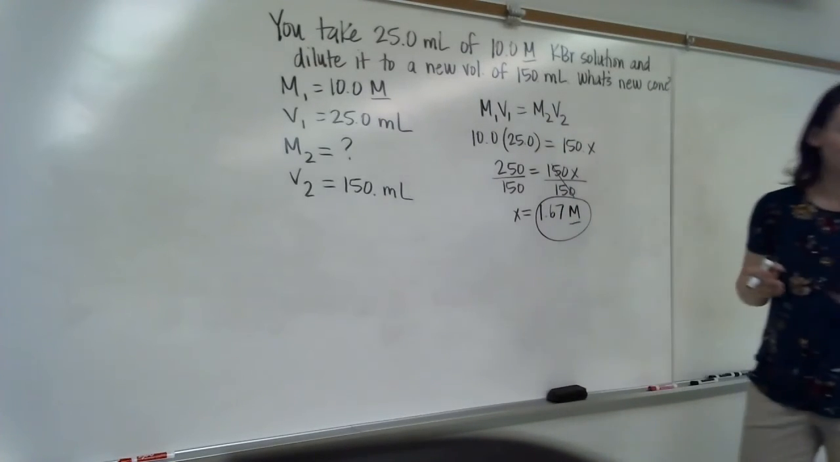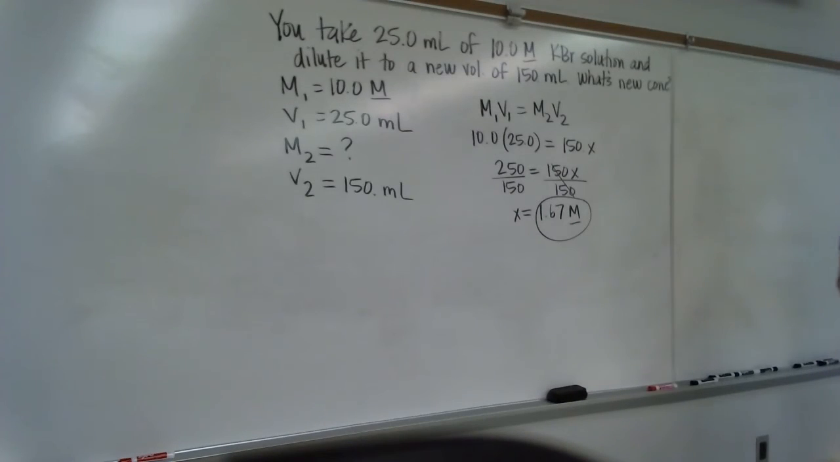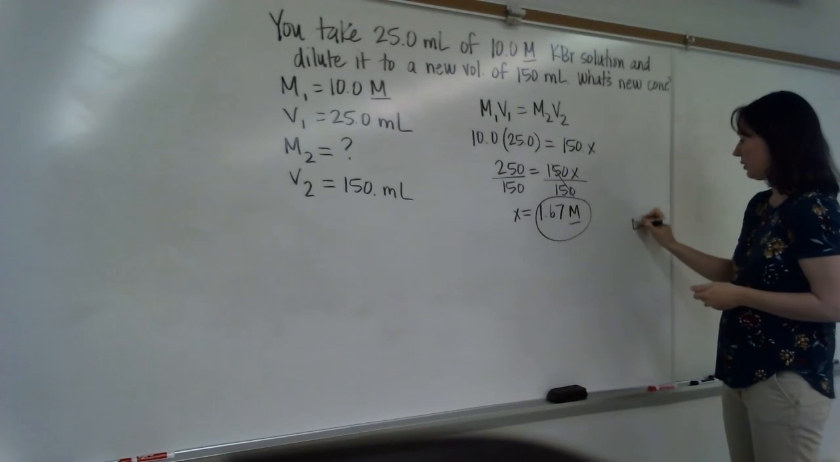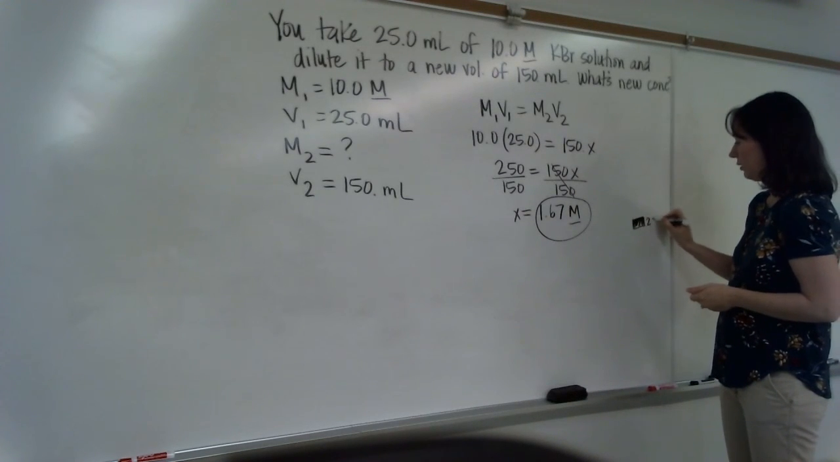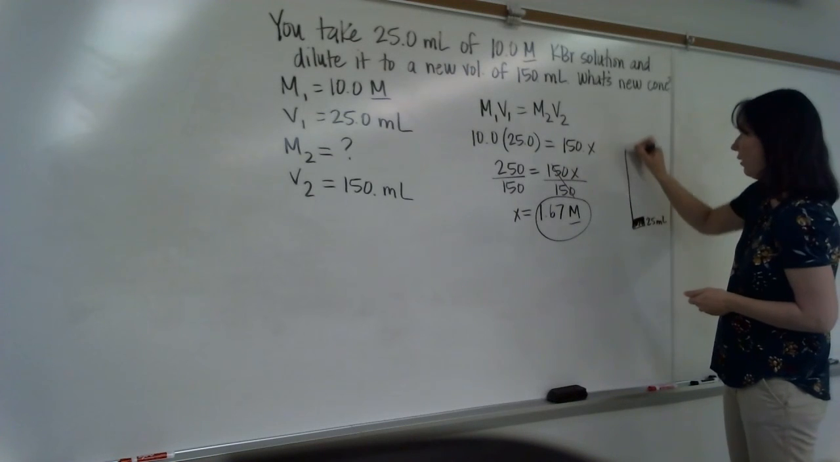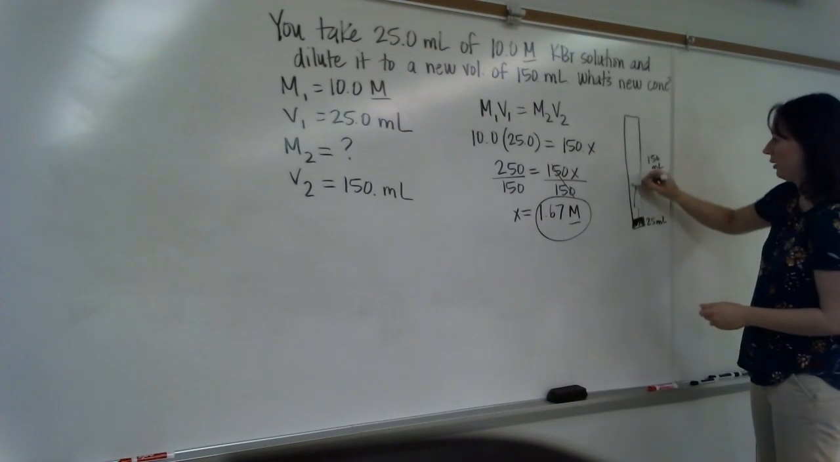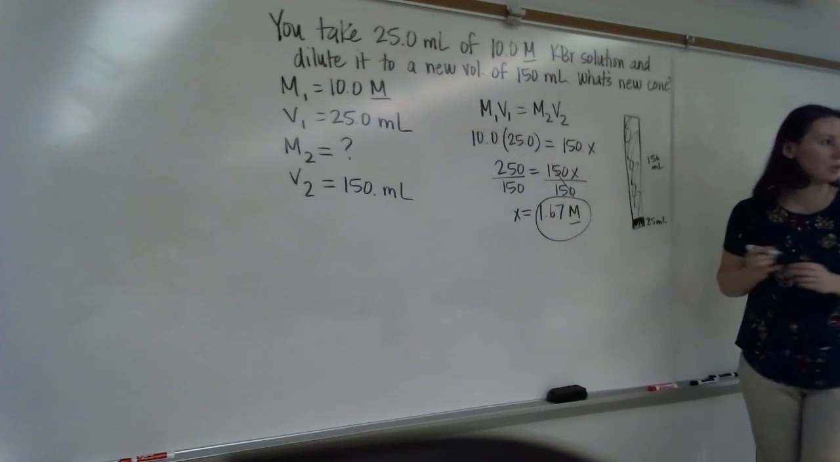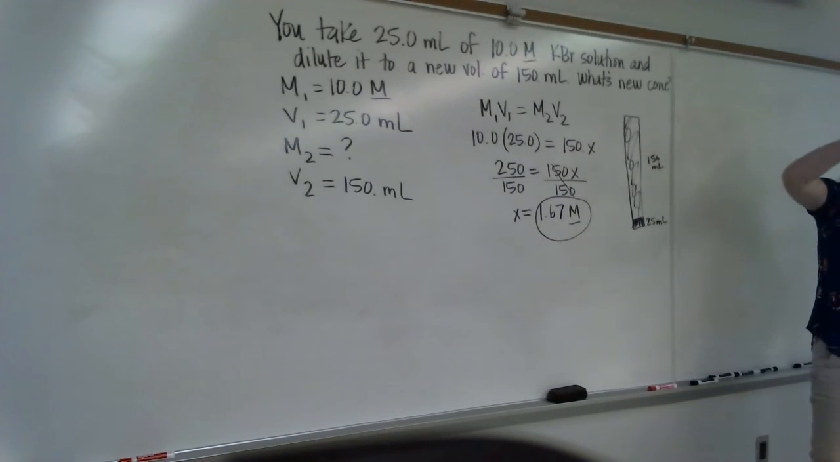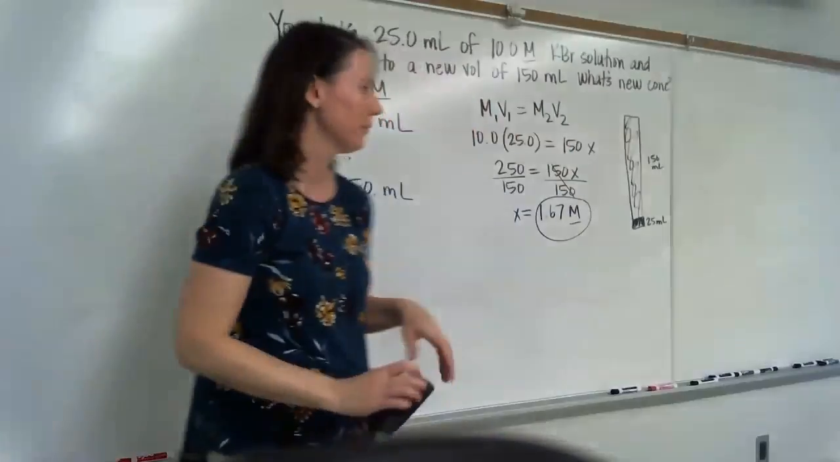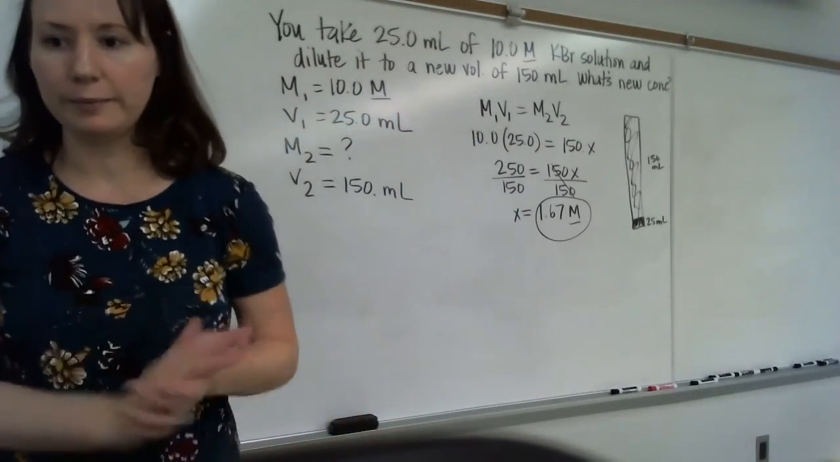Does it make sense that the molarity went down? It should be, right? Because if you take 25 milliliters and then you increase the volume now that it's 150 milliliters, that's going to spread out and become more dilute, right? Imagine when you take a drop of food dye and you drop it into a big beaker of water, right? It spreads out. That food dye is really concentrated and it spreads out, now it's dilute. Do we feel good about dilution calculations? All right, that's where we're going to stop for today.